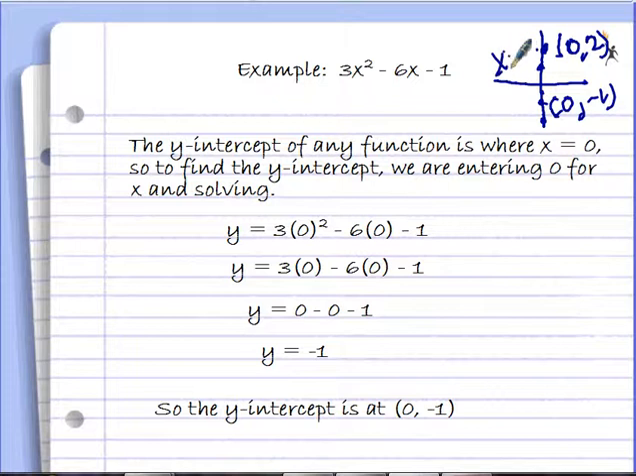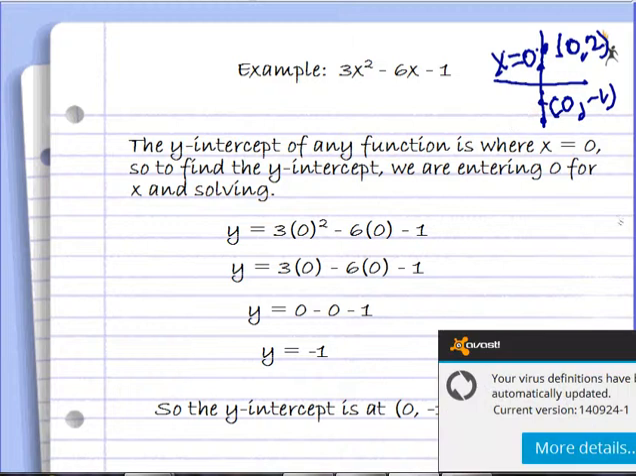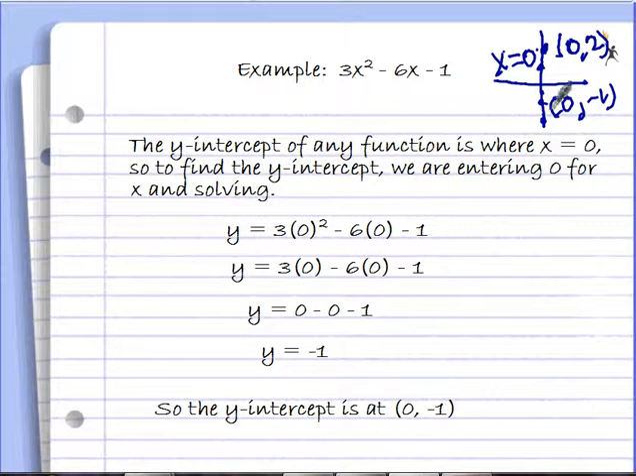So if I wanted to write the equation of the y-axis, it would be x equals 0. That's what all the points have in common. Sorry about my little update there. So I'm going to stick with my example of 3x squared minus 6x minus 1.